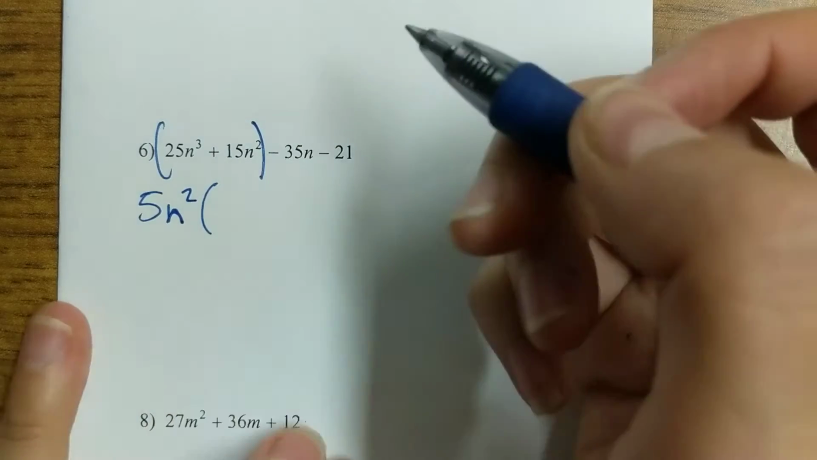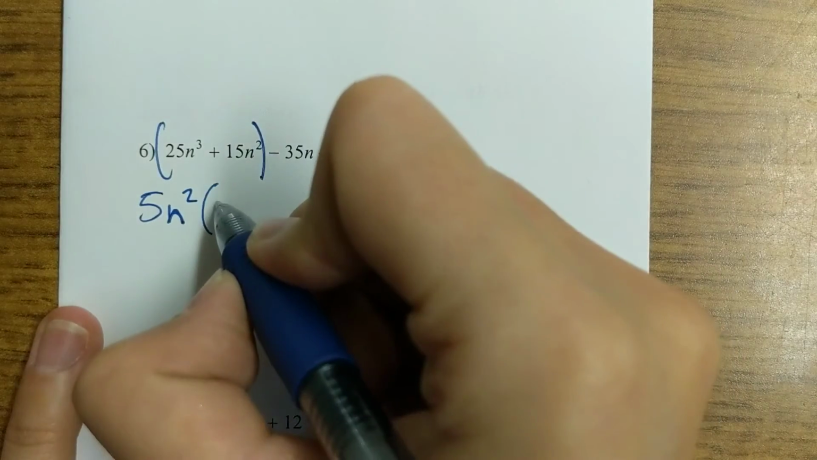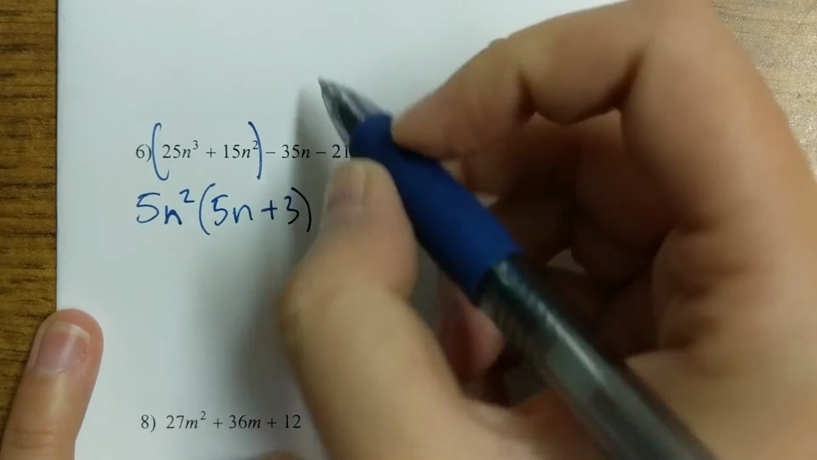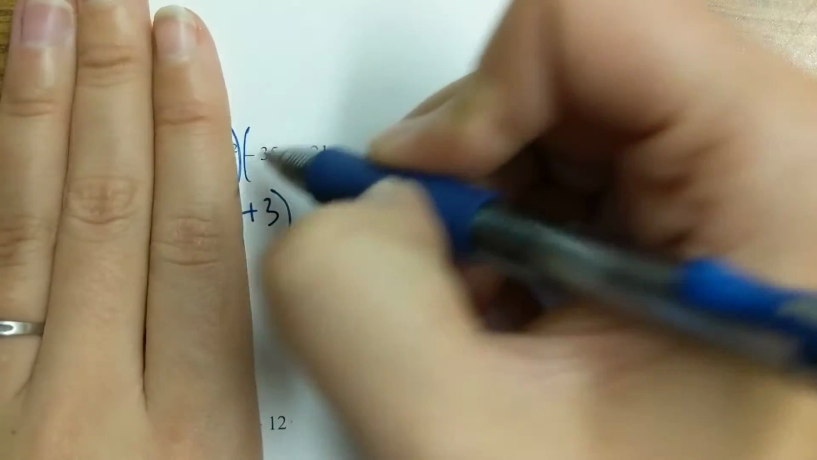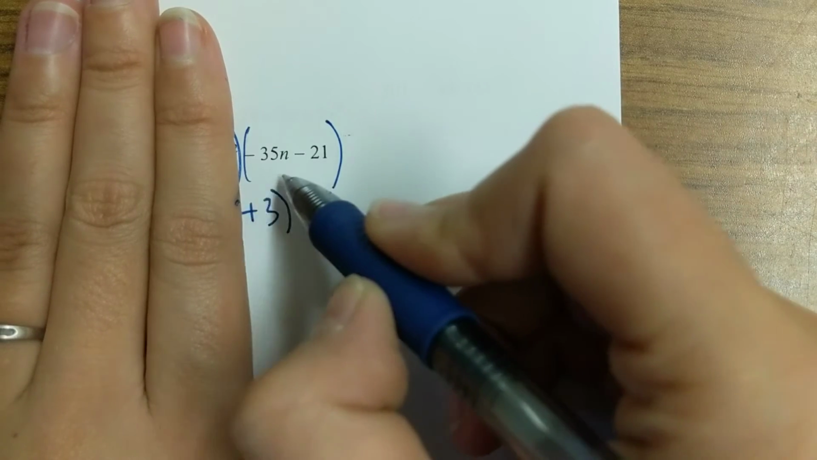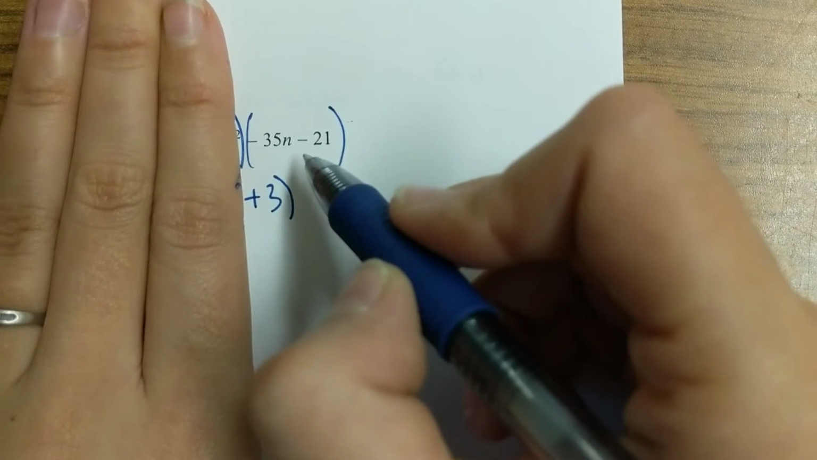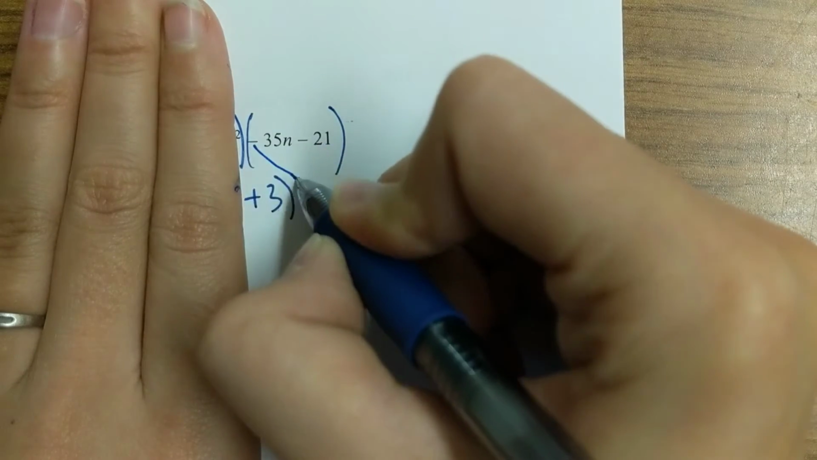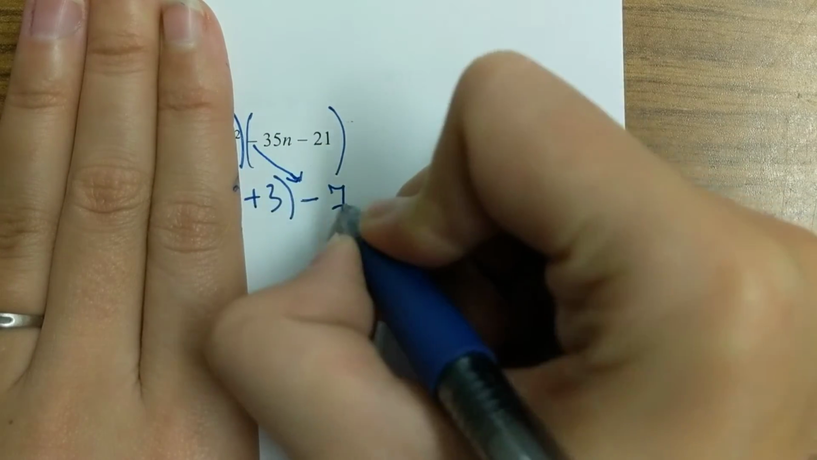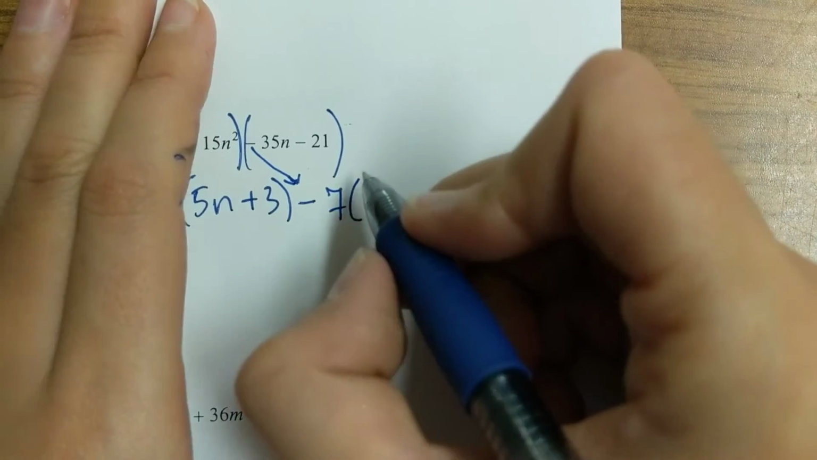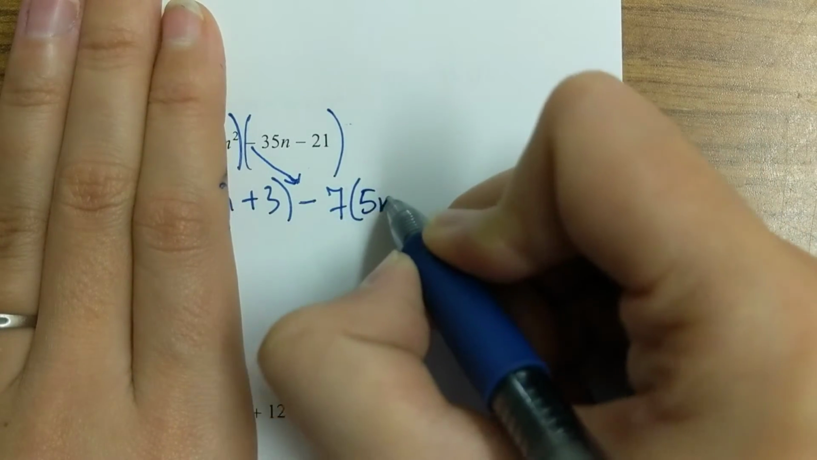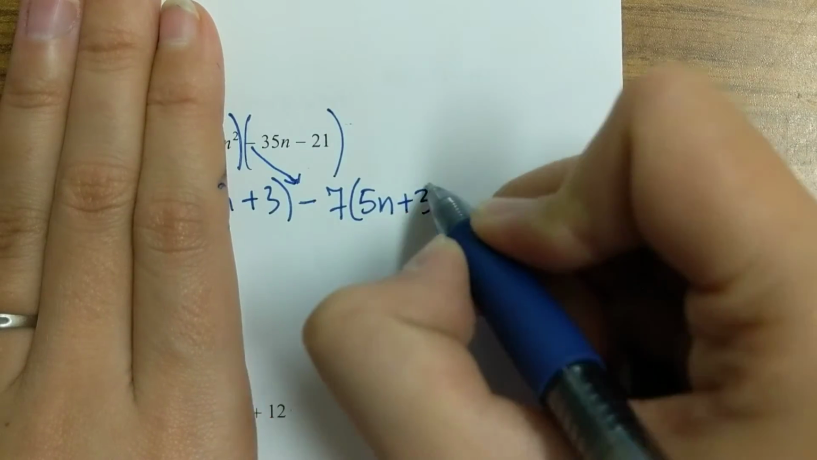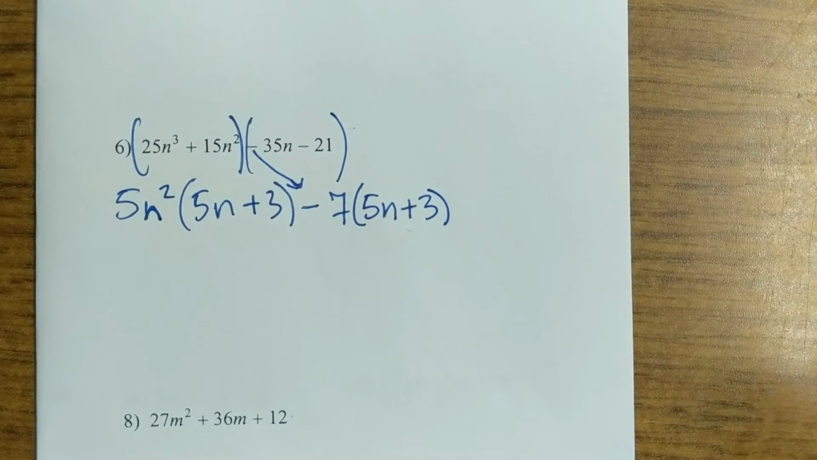And then I had 5n plus 3. And then from here, taking out the common factor, 7, and make sure you drop this sign. Have to do that. Negative 7. And that gives me 5n. Negative 7 times what gives me negative 21? Positive 3. All right.